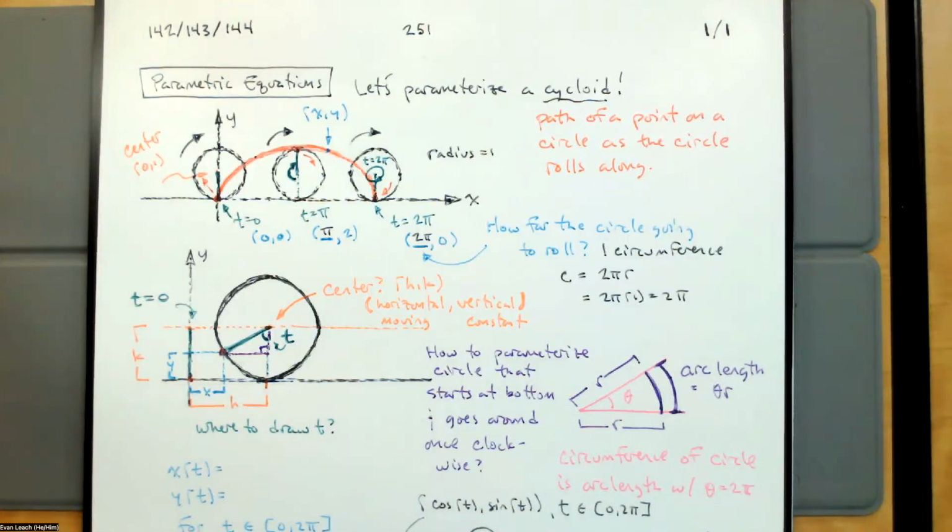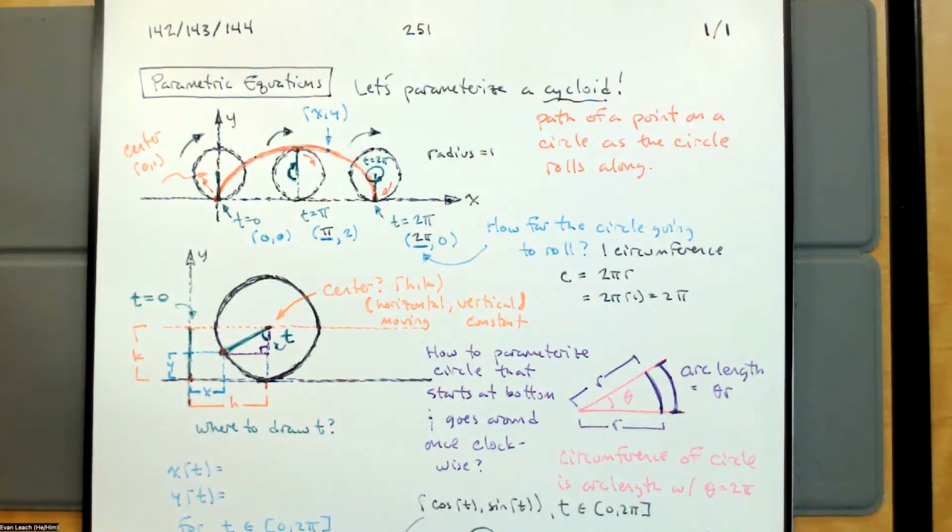Today we want to finish up parameterizing this cycloid. We had broken this problem down into parts. We started by parameterizing a circle, and then noting that we want to move the center up to a y value of 1. That's easy enough to do. But then we had to make the x-coordinate roll along with the circle.